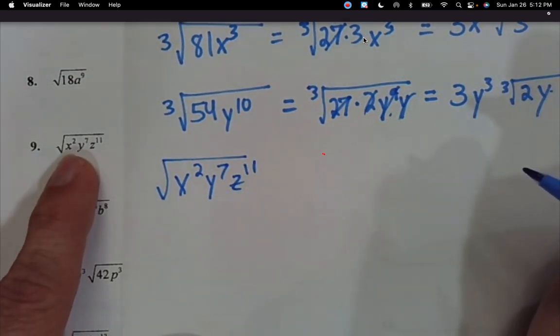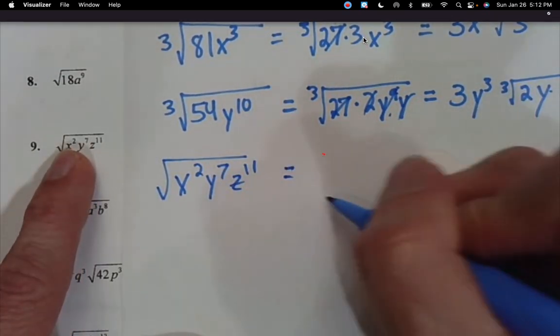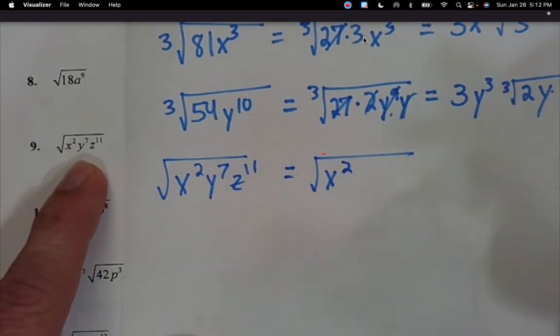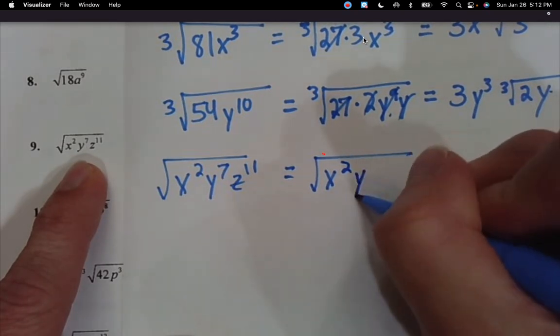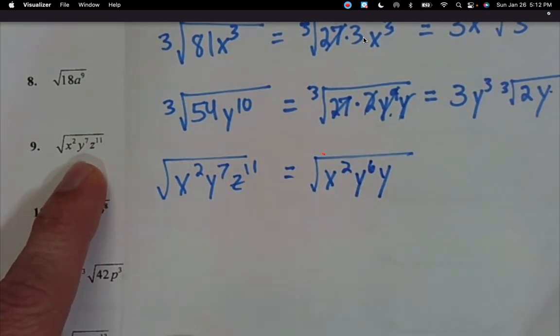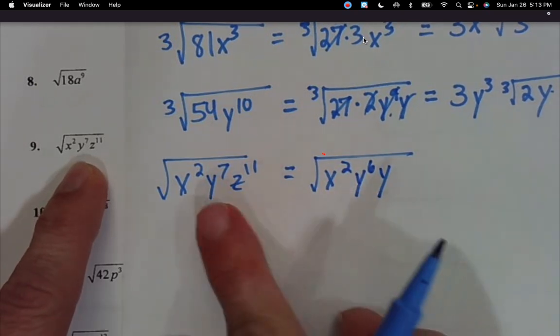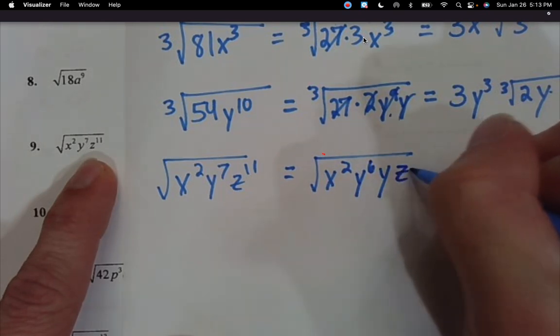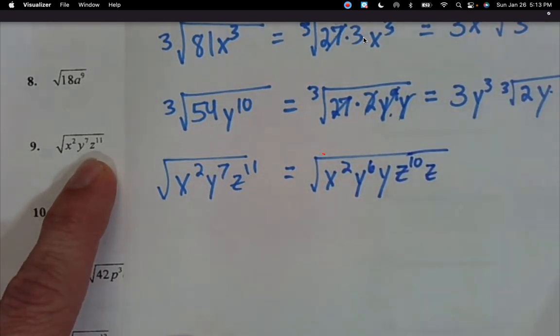Okay, so x squared divisible by 2. I'm good to go on that one. Let me just write it like it is. Okay, y to the 7th, not divisible by 2. So I'm going to write it as 6 and 1 more. Because 6 is divisible by 2. Okay, that is still 7 y's. 6 and 1 more. Okay, z to the 11th, so I'm going to do 10 and 1 more.